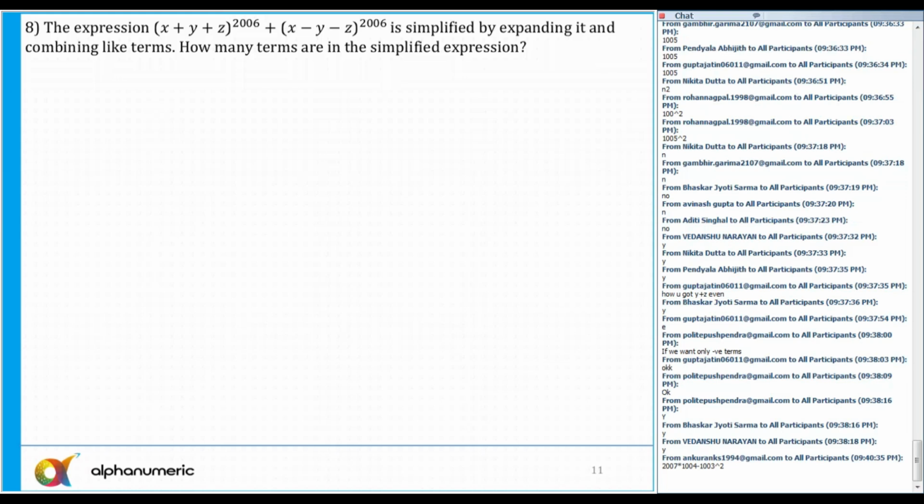Okay, let's see here. Ankur, I think that's right. Now, first of all, what is the number of terms? Let me write it down step by step. Number of terms in x plus y plus z raised to the power 2006. Please tell me. What is the total number of terms?